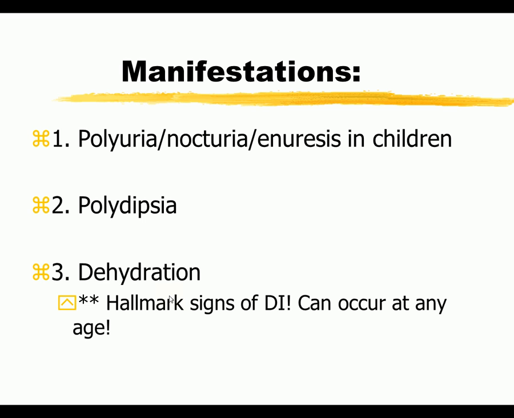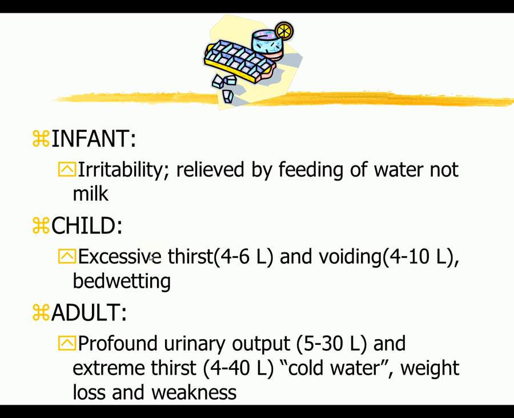So in the infant, you're going to see things like irritability relieved by feeding of water only. They don't want milk, they just want water. In the child, you're going to see excessive thirst. They're going to be taking in 4 to 6 liters and voiding 4 to 10 liters. A lot of bedwetting. In the adult, you can see profound urinary output, 5 to 30 liters.